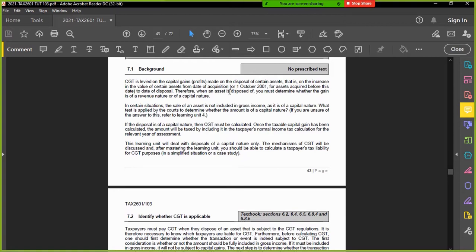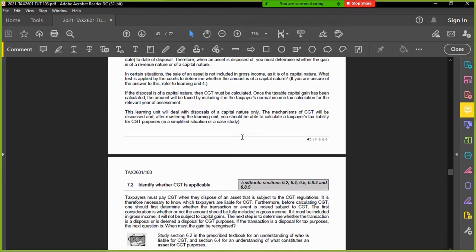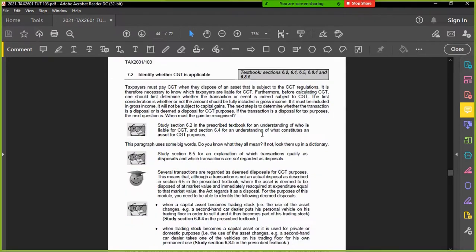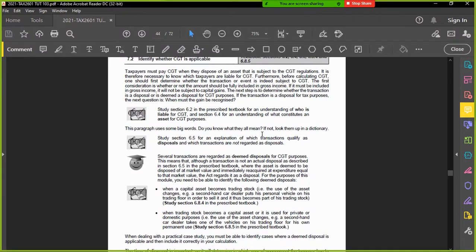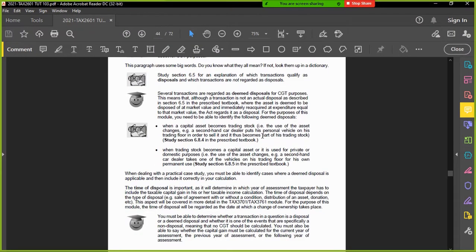This is background, which we spoke about earlier: when did CGT come about and why was it brought into use? Let's see what else. Identify whether CGT is applicable. You have to work out whether it's taxable in terms of revenue or taxable in terms of capital. Note that several transactions can be deemed a disposal.